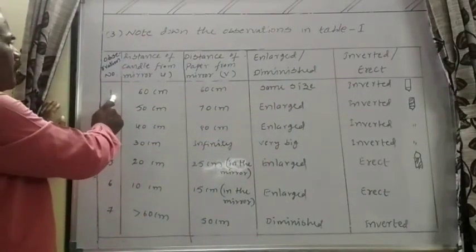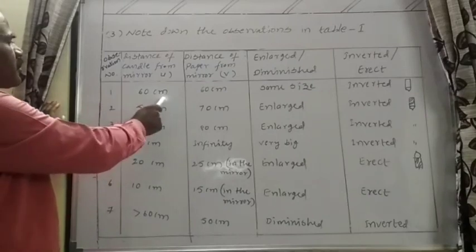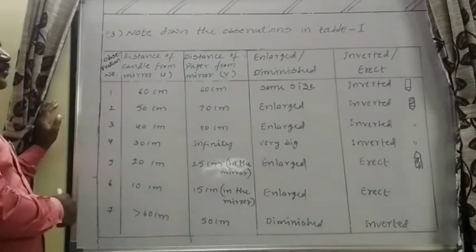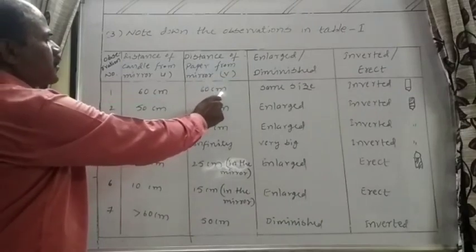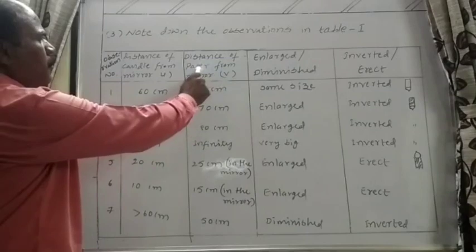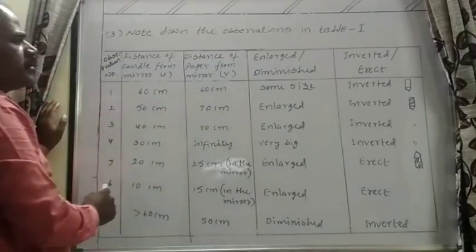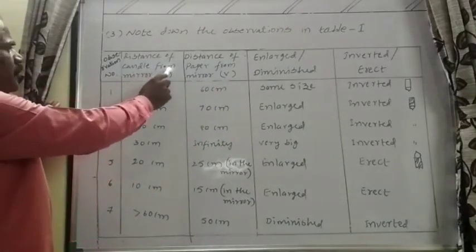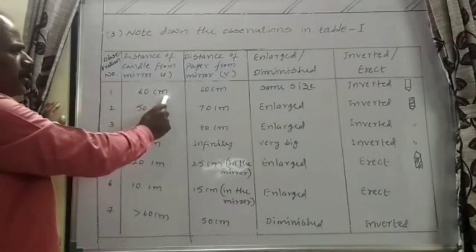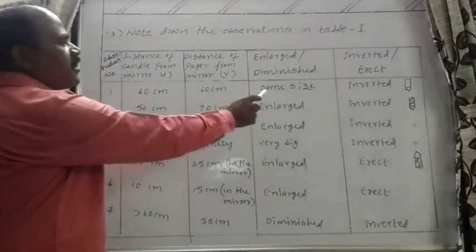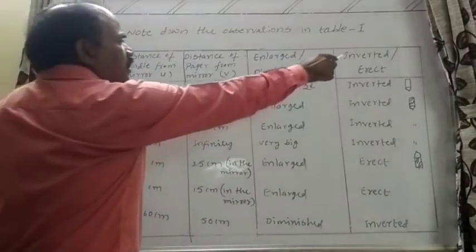Number 1, the object is placed from the mirror at a distance of 60 centimeter. The image distance is 60 centimeter. Distance of paper from the mirror means image distance is 60 centimeter. Distance of the candle from the mirror means object distance is 60 centimeter. The nature of the image is the same size, and inverted.